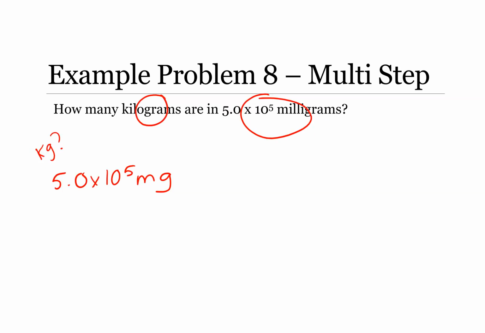This is a two-step problem because we're going from something with a prefix, which is milligrams, to something else with a prefix, which is kilograms. We have to go to that base unit first that both of the units share, which is grams. So you have to go to the unit that milligrams and kilograms share before you can convert to kilograms.